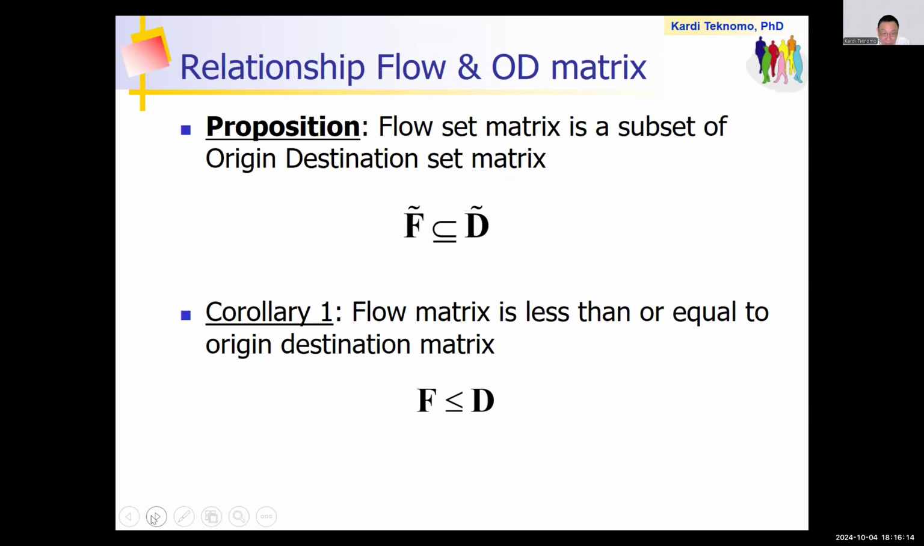Right. And these are the relationships between sets. This one with the tilde here means flow set. So the flow set is always a subset of the OD set. In that case, when you count, because the flow set represents the number of the IDs of the trajectories, then the flow matrix is always less than or equal to the OD. So this is the count, this is the set.